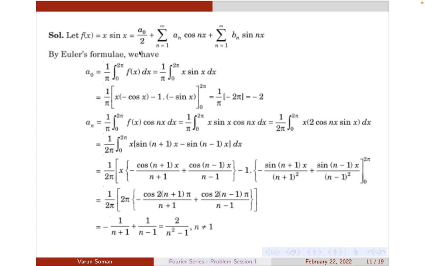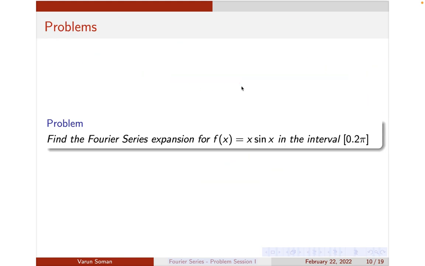Since we are taking a naught, the formula of a naught would be 1 by 2 pi for us, so then for us the value would be minus 1. Okay, so that is clear, that's correct. Now let us find out the value of an.